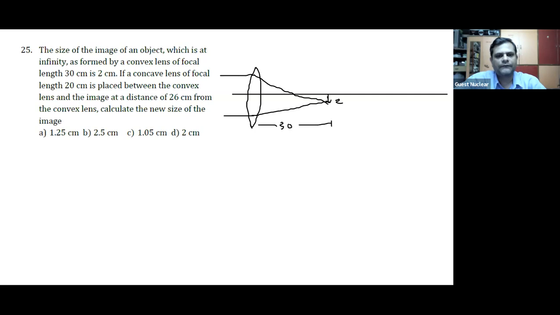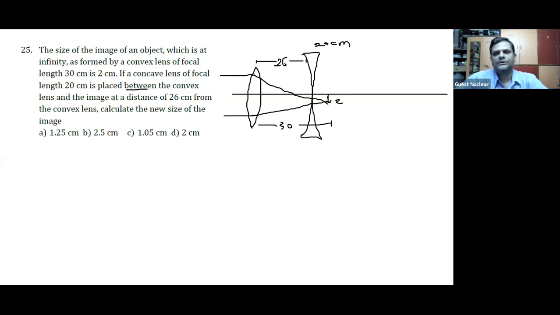If a concave lens of focal length 20 centimeter is placed between the convex lens and image at a distance 26 centimeter from the convex lens. Okay, तो मतलब convex lens से 26 सेंटीमीटर पे, मतलब ये 26 सेंटीमीटर पे यहाँ पे हमने एक कॉन्केव लेंस रख दिया. देखो, ये कॉन्केव लेंस यहाँ पे लग गया और उसका फोकल लेंथ कितना है 20 सेंटीमीटर है. ठीक है, तो इसका फोकल लेंथ 20 सेंटीमीटर है, ये यहाँ पे हमने डाल दिया.